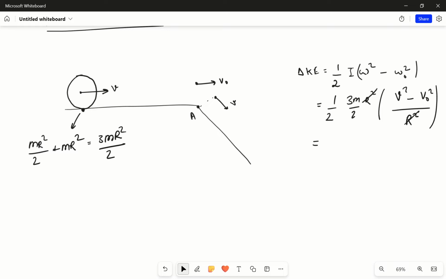Yeah, I think it is correct. Yeah, 3 by 4 m into v square minus v naught square. Okay, the change in kinetic energy is this, and what would be the work done? First of all, what are the forces acting on this during this motion from here to here? What are the forces acting on it?